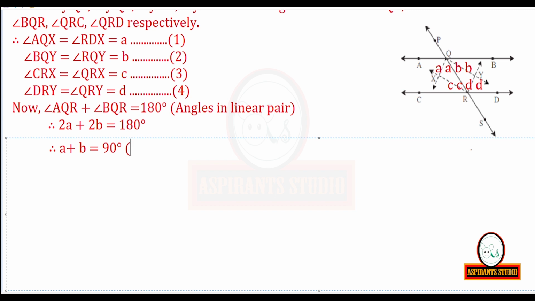Now look at equations 1 and 2. We have angle RQX to be equal to A in the first equation. It is not RDX, it is RQX. Measure of angle RQX is equal to A in the first equation, and we have measure of angle QRX to be equal to C in the third equation. So now we have the equation A plus B is 90. So instead of A, put measure of angle RQX, and instead of B you put measure of angle RQY. So we get the equation measure of angle RQX plus measure of angle RQY is equal to 90 degrees.